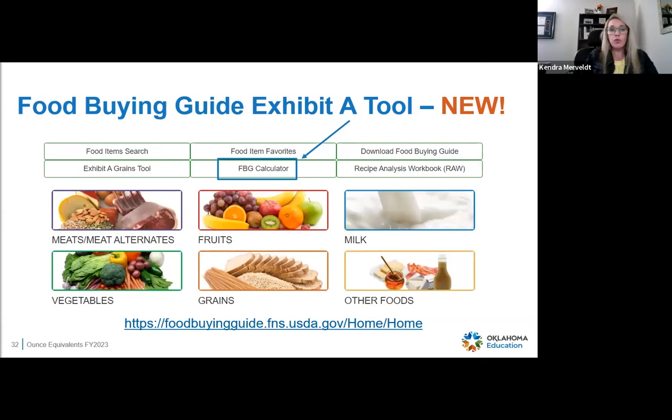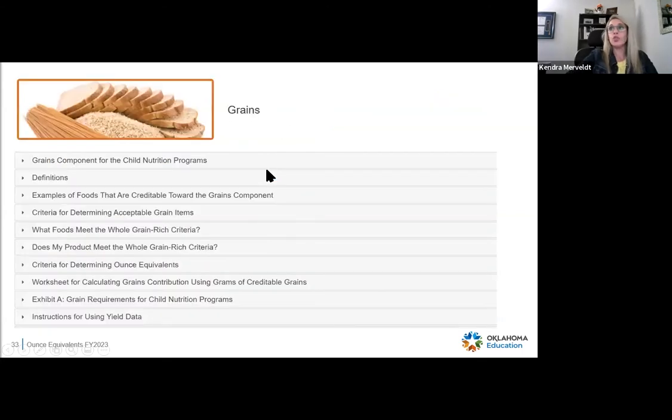When you go to the food buying guide, it's called the Food Buying Guide Calculator. That's what the FBG is. This is a new tool. You can go to this calculator and it will help you with the grains component. What's also great about the food buying guide is if you want more information about the grains component for child nutrition programs, it will give you definitions, examples of creditable grains, criteria determining acceptable grains, foods that are whole grain, and a worksheet for calculating using grams.